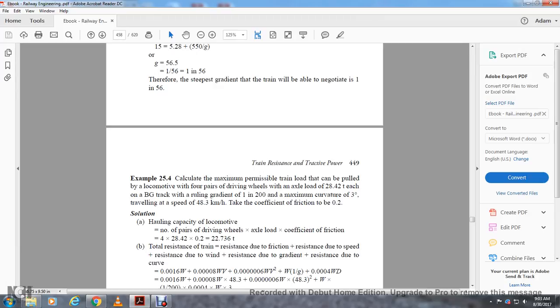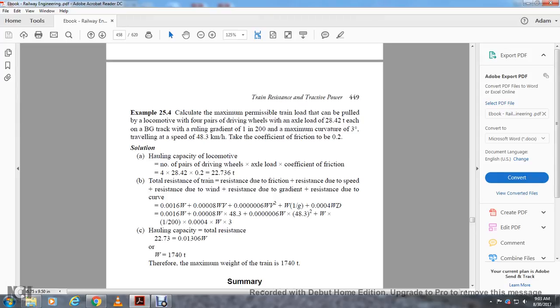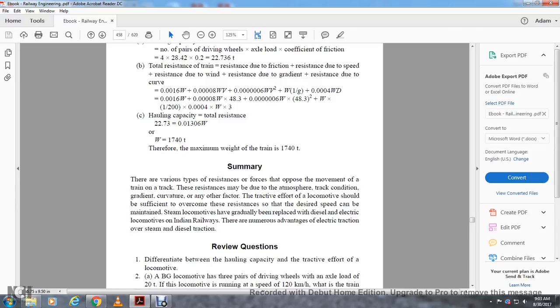The hauling capacity of the locomotive equals the number of pairs of driving wheels times the axle load times the coefficient of friction. The total resistance of the train is equal to the resistance due to friction, resistance due to speed, resistance due to wind, resistance due to gradient, and resistance due to the curve. Equating hauling capacity to total resistance, the maximum weight of the train is 1,740 tons.